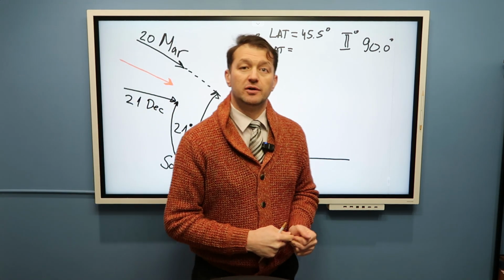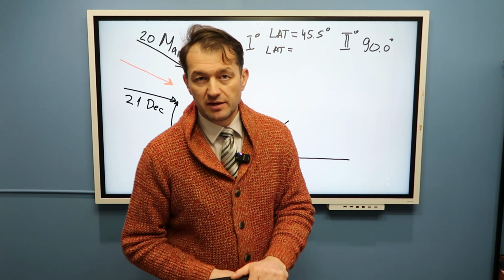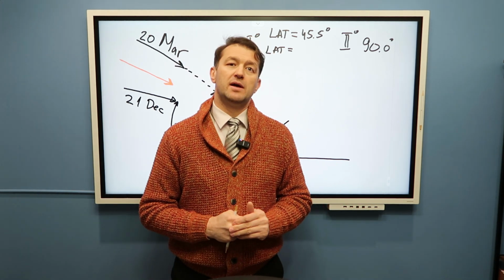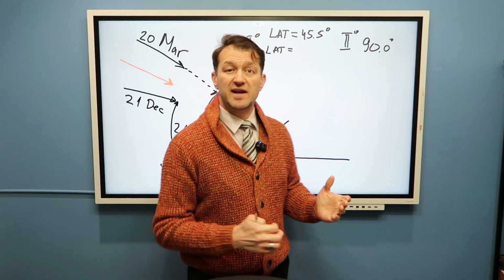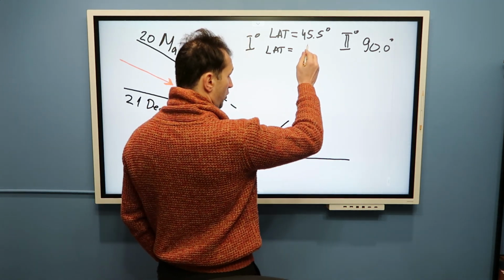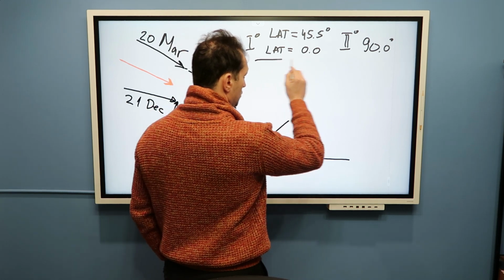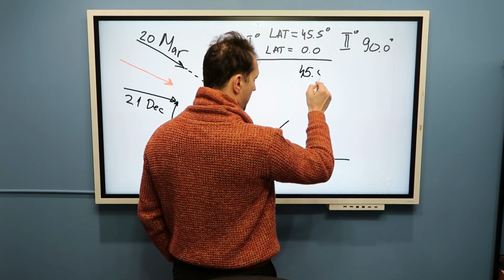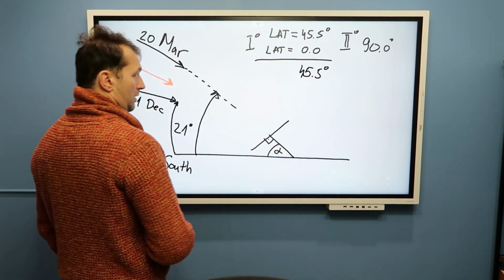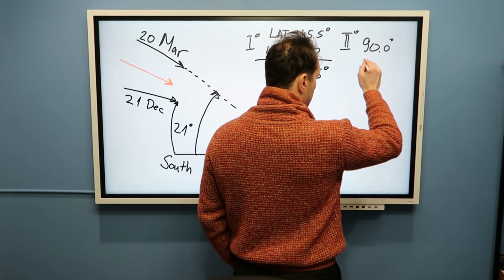Well, that's very simple from my video on the seasons. When we have first day of spring or first day of fall, then the sun is directly overhead. Where? Over the equator. Sun is directly overhead over the equator, which has latitude of 0. So if I subtract these two, I get 45.5 degrees. Now I subtract this number from 90 degrees.